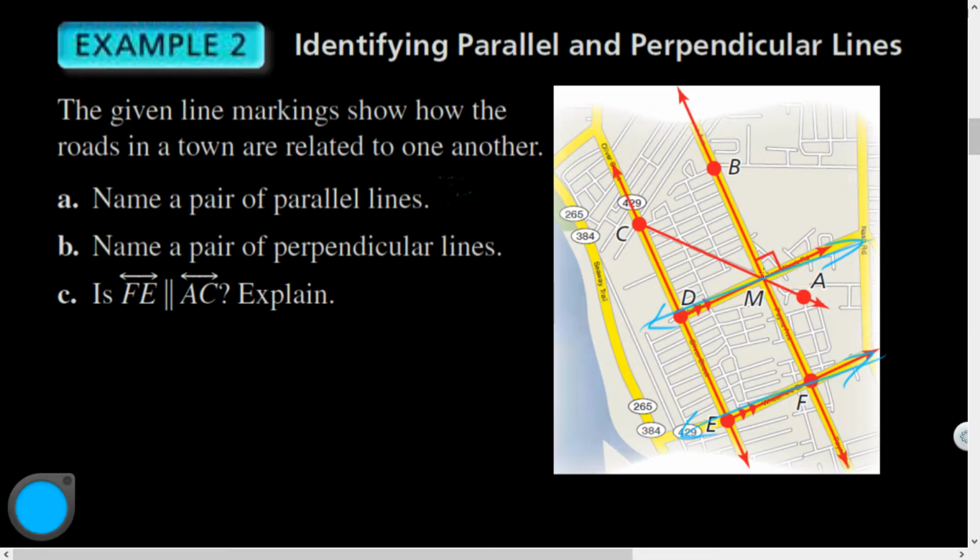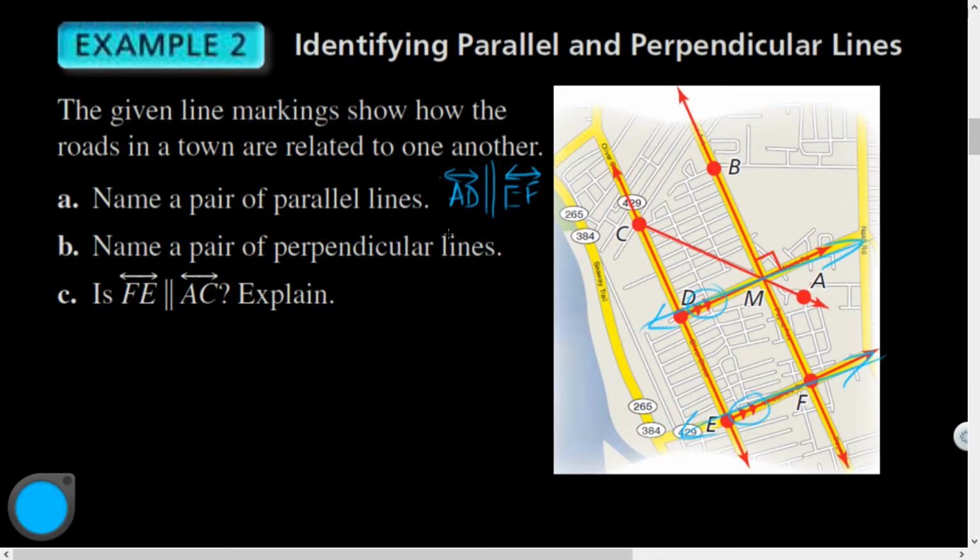Name a pair of parallel lines. The only lines that are labeled as parallel are AD, or one of its equivalent names, and EF. I can still describe a line. I mean, technically, it doesn't matter. Right, so double arrow, that's the thing that indicates parallel to me.